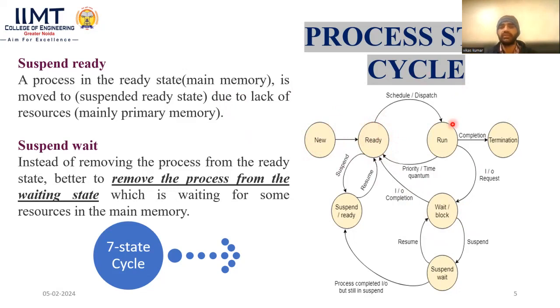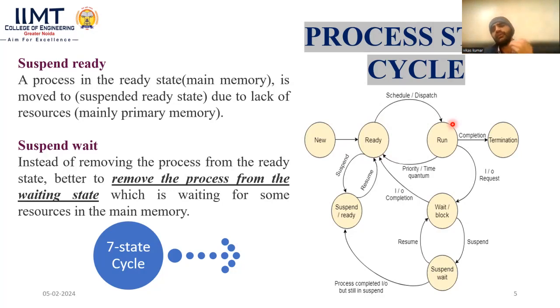Okay, next is the suspended wait state. The suspended wait state works like the suspended ready state, but it operates on the waiting state. As you know, there are multiple processes that need some input output request, some hardware devices, or human interaction. So when our process is in the running state and needs any input output device, any human interaction, or any hardware, then this process goes to the waiting state.